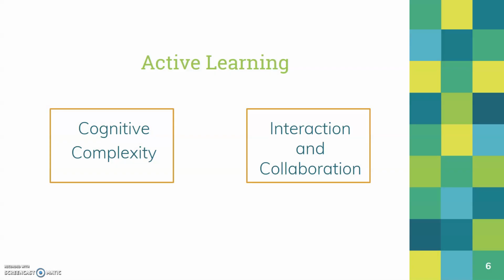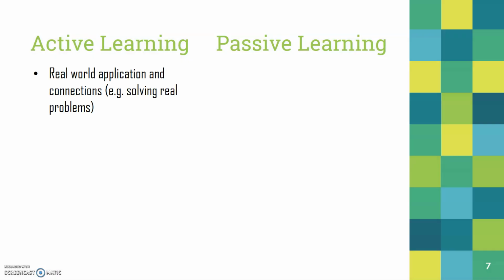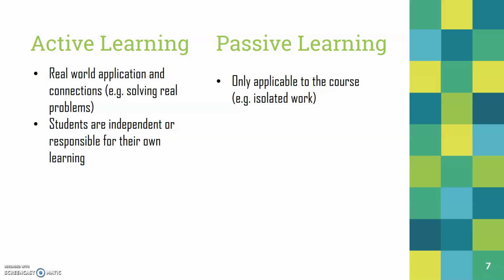So what is active learning? Is it based on cognitive complexity, or is it based in interaction and collaboration? Well, the answer, as best I can tell, is both. Active learning means students are both cognitively engaged and also socially engaged. So active learning would look like real-world application, not things that are only isolated problems within that one class.